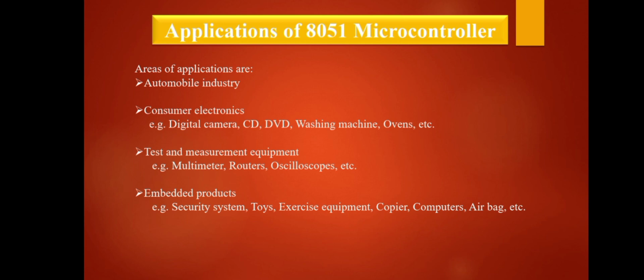Applications of microprocessor. It is used in calculators, accounting system, defense system, computers, traffic lights, etc. Some of the applications of 8051 microcontroller are automobile industry, consumer electronics, for example, digital camera, CD, DVD, washing machine, ovens, etc. Test and measurement equipment, for example, multimeter, routers, oscilloscopes, etc. Embedded products, for example, security system, toys, exercise equipment, copier, computers, airbag, etc.